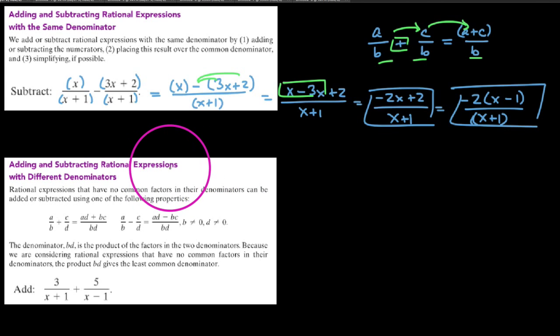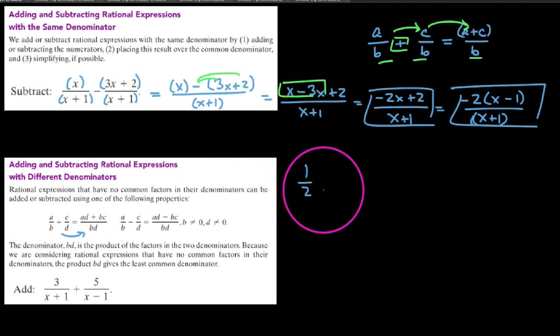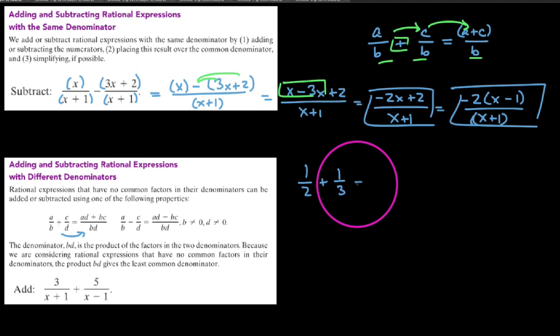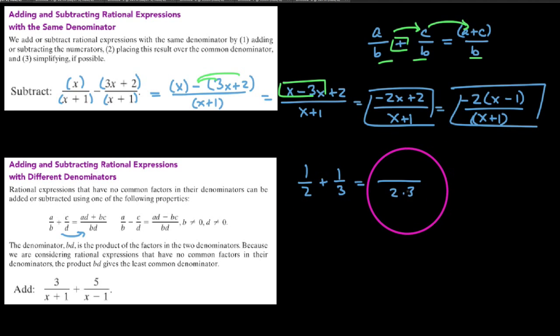So now, considering what one does when you don't have a common denominator: rational expressions that have no common factors in their denominators can be added or subtracted by using one of the following properties, starting with the one that you see here. Let us consider a over b plus c over d, where b is not 0 and d is not 0. The common denominator would just be the product of those two things. That's like saying if I took 1 over 2 plus 1 over 3, then my common denominator would be 2 times 3.